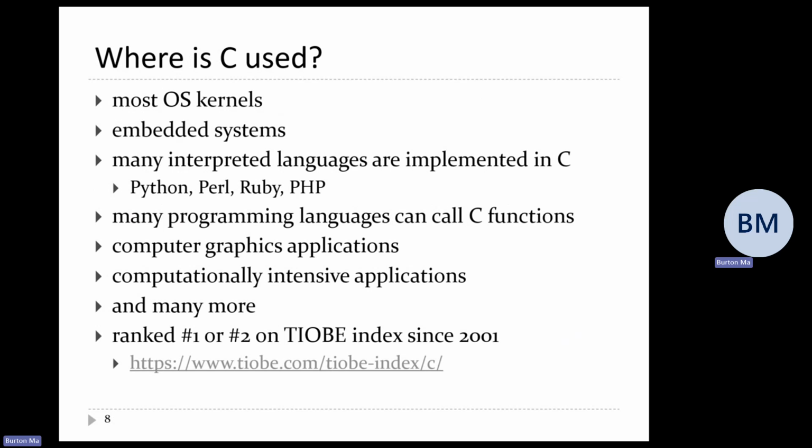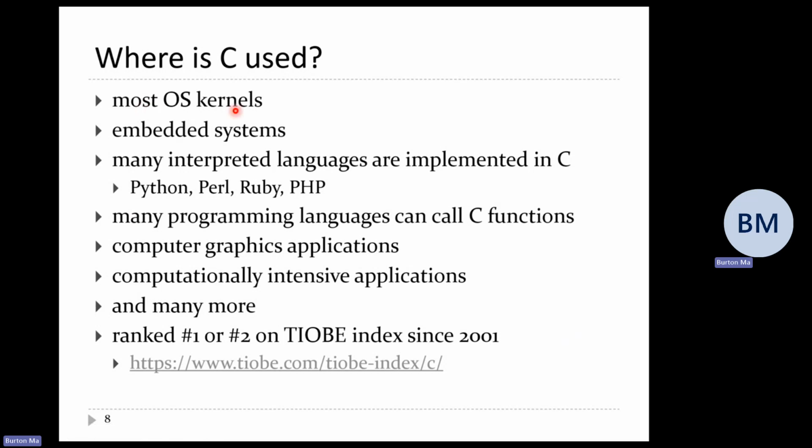Okay, so where's C used? So it's a general purpose programming language. As far as general purpose programming languages go, it's probably the most commonly used language across all programming. Right, so you can use it for most tasks. It's not the best language for all tasks, but you can use it for most tasks.